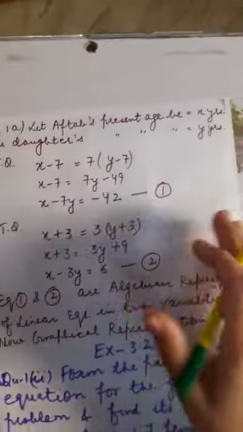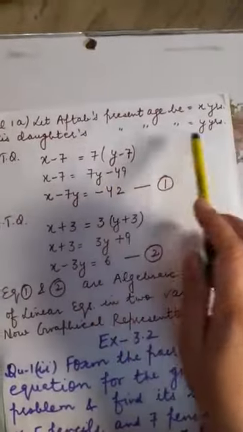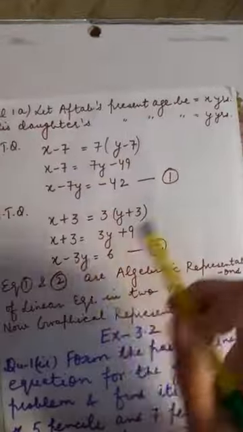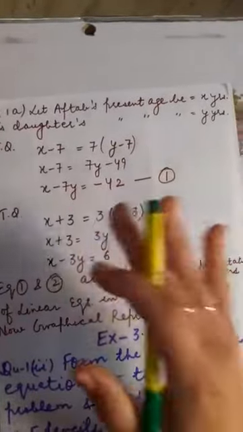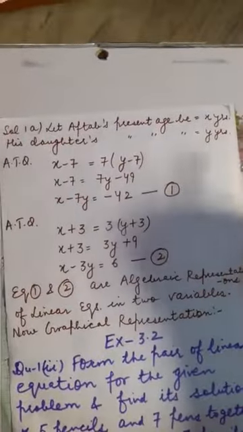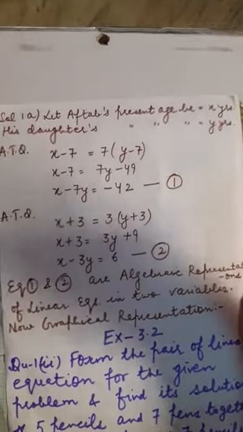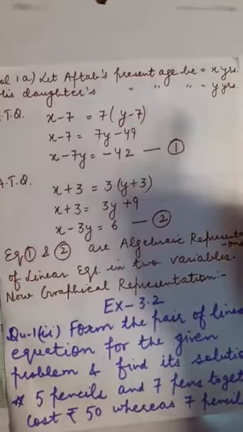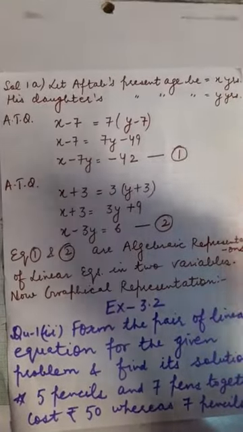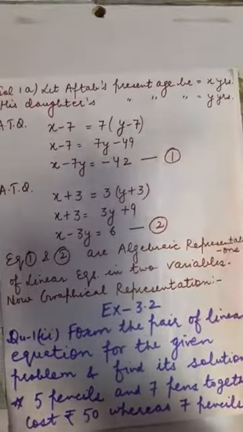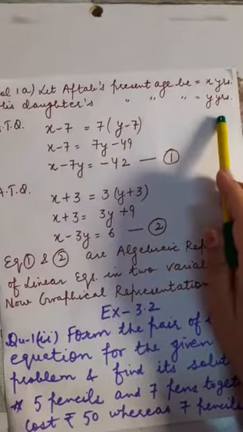So let the Aftab's present age be x years. Fine. His daughter's age I have taken as y years. What is given in the question? 7 years ago. So can you tell me what will be the age of Aftab 7 years ago? Yes, it will be x minus 7. And what will be his daughter's age? 7 years ago, of course, she will be 7 years younger. So that will be y minus 7.